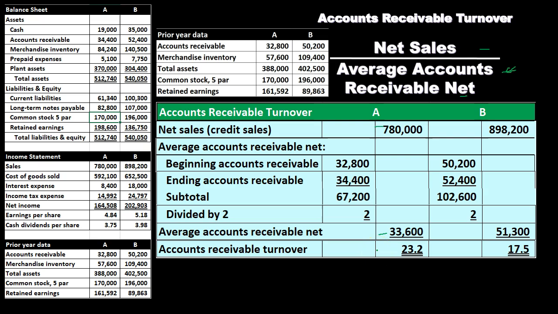We're getting paid at a higher rate more quickly. And therefore the 23.2 for A is better than the 17.5 for B. Note that oftentimes when you look at this number, the accounts receivable turnover, it's useful to have a comparison to some other benchmark, a prior time period or another company, to give a relative relationship between the turnover for those two periods or those two companies.